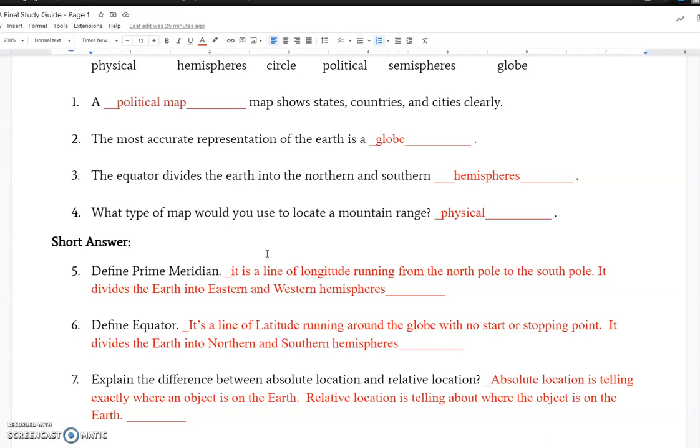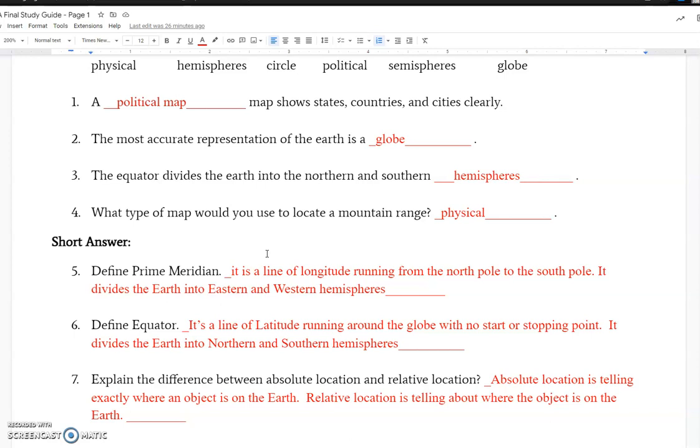Number 6 is the equator. That's the line of latitude that runs around the center of the globe. There's no start point. There's no stop point. It divides the Earth into the two hemispheres, northern and southern. So between the two of them, the prime meridian and the equator actually divide the Earth into 4 quadrants. You would have your northeast, your northwest, your southeast, southwest. So they would all be in that general vicinity. But for the sake of this, we're just looking at hemispheres, 2 groups, north, south, east, or west, depending on which line you're looking at.